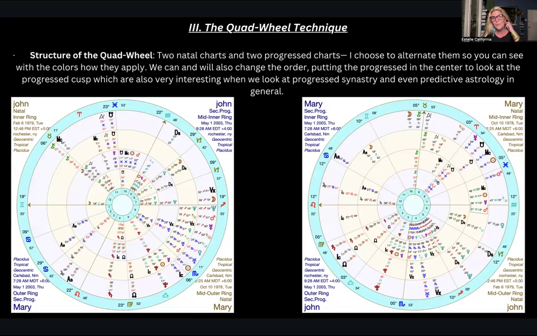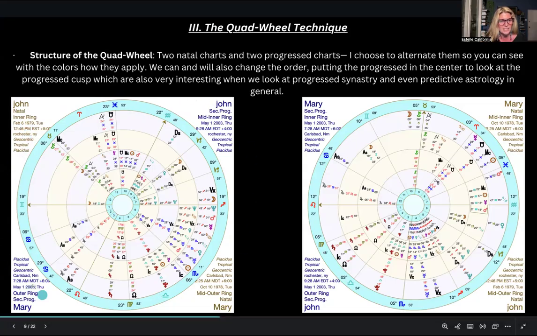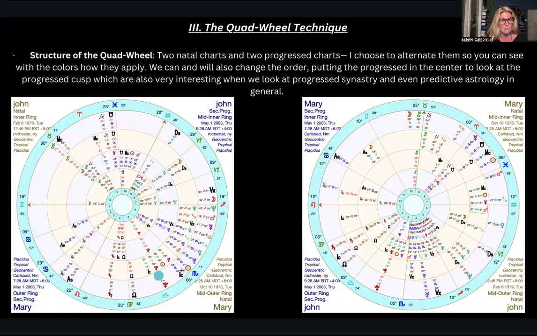So this is the quad wheel technique, the structure of the quad wheel. Two natal charts and two progressed charts. I choose to alternate them so you can see with the colors. I think it's easier to recognize. Look, you have in the center the natal. It goes this way, so that's the inner ring, and that goes here, and that's the last outer ring. So you have natal John, natal Mary, and progressed Mary, his wife.